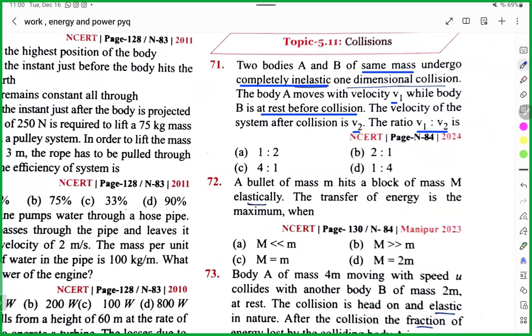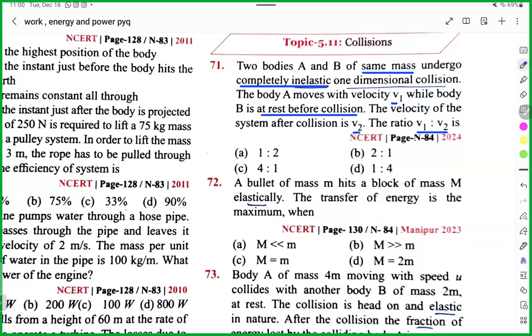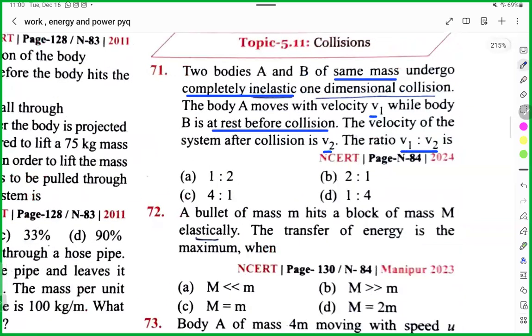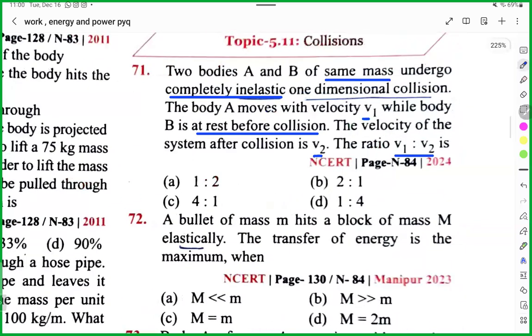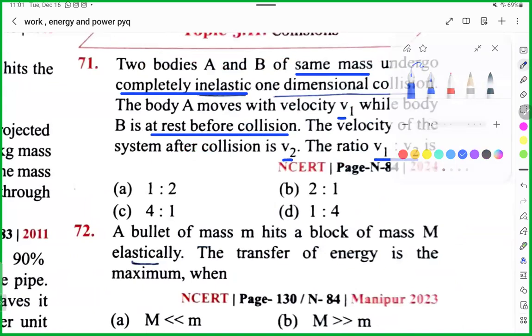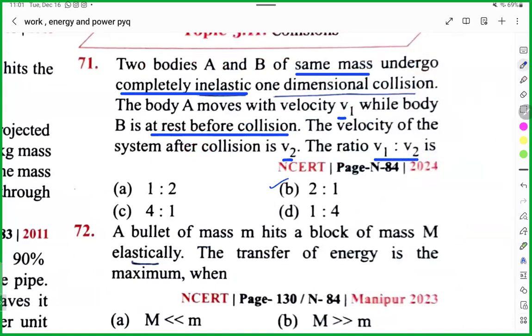See, this is the question I was talking about. 2:1. Correct. So the answer is B. I have to check, but probably it could be this.